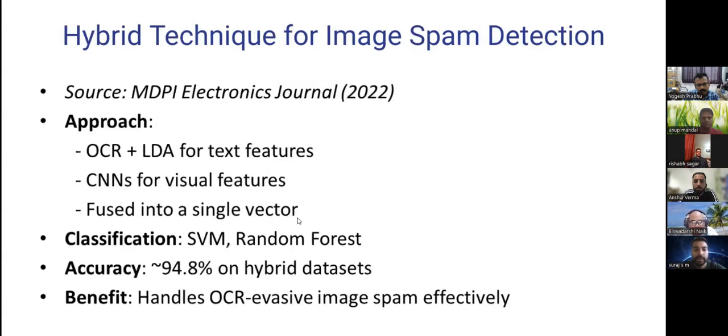In the first approach, the text features are extracted using OCR and linear discriminant analysis, and the visual features are explored in a deep network using CNNs, and the classification is, as told already, using SVM and random forest. The accuracy, as stated in the source, the MDPI Electronics journal, was found to be around 94.8%. It was found to effectively handle OCR evasive images.